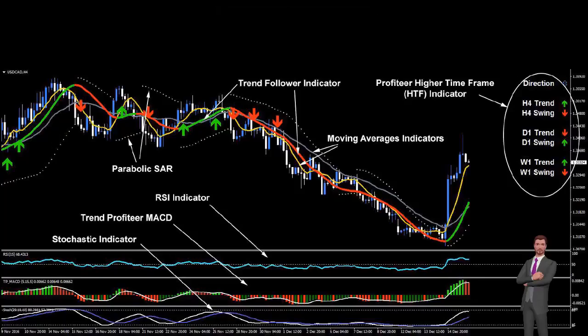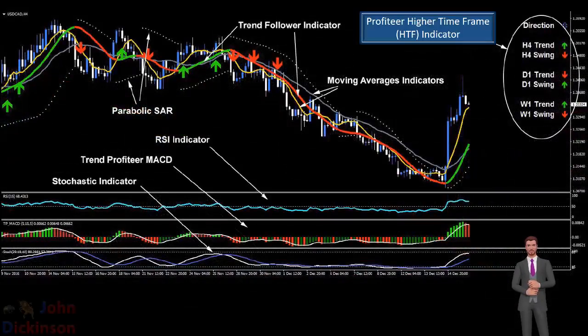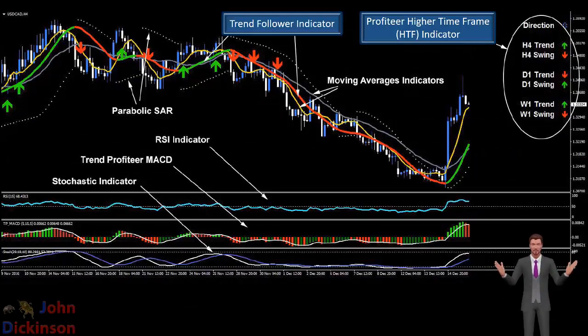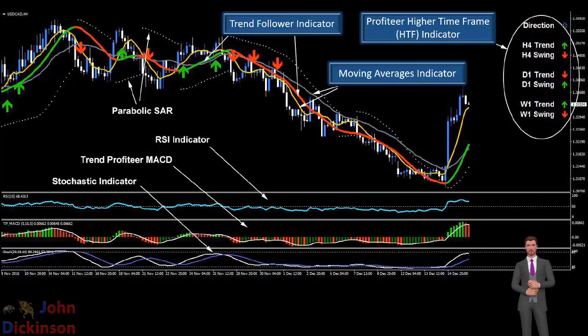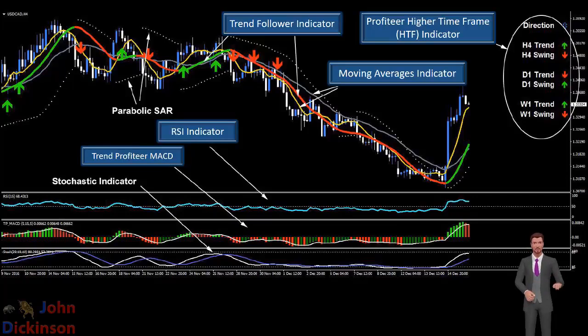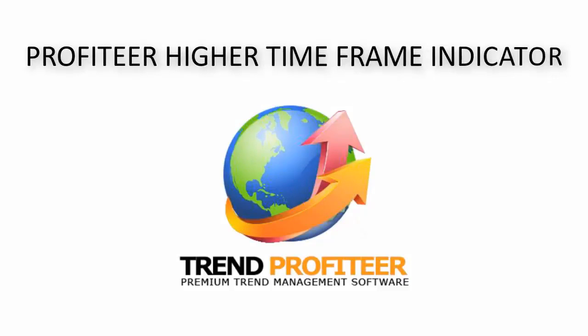The system is made of the following indicators: Profiteer Higher Time Frame Indicator, Trend Follower Indicator, Moving Averages Indicator, RSI Indicator, Trend Profiteer MACD, Stochastic Indicator, Parabolic SAR. Profiteer Higher Time Frame Indicator.